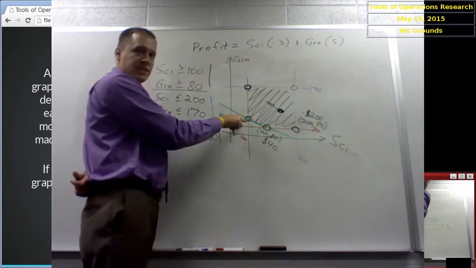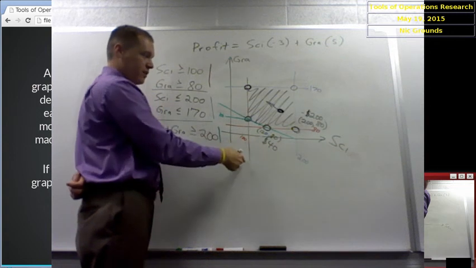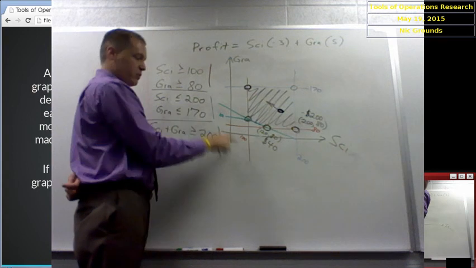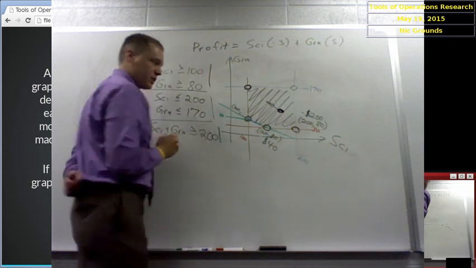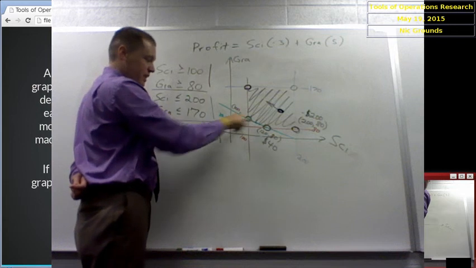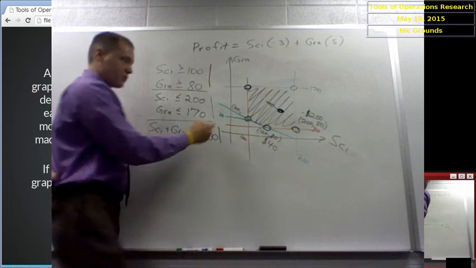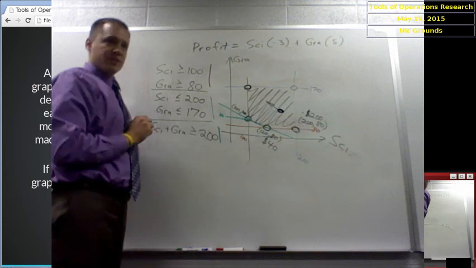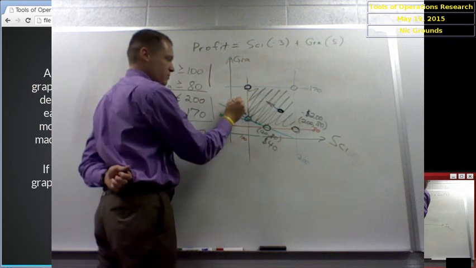Again, this one's easy to compute because we're on one of these red lines here, which is a hard cutoff. This is saying the scientific calculators must be greater than or equal to 100. So we know the scientific calculator amount here is 100. The number of graphing calculators would be governed by the green line. So if scientific calculators is 100, graphing would have to be 100, right? So 100 of each, which means we'd make $200, right?